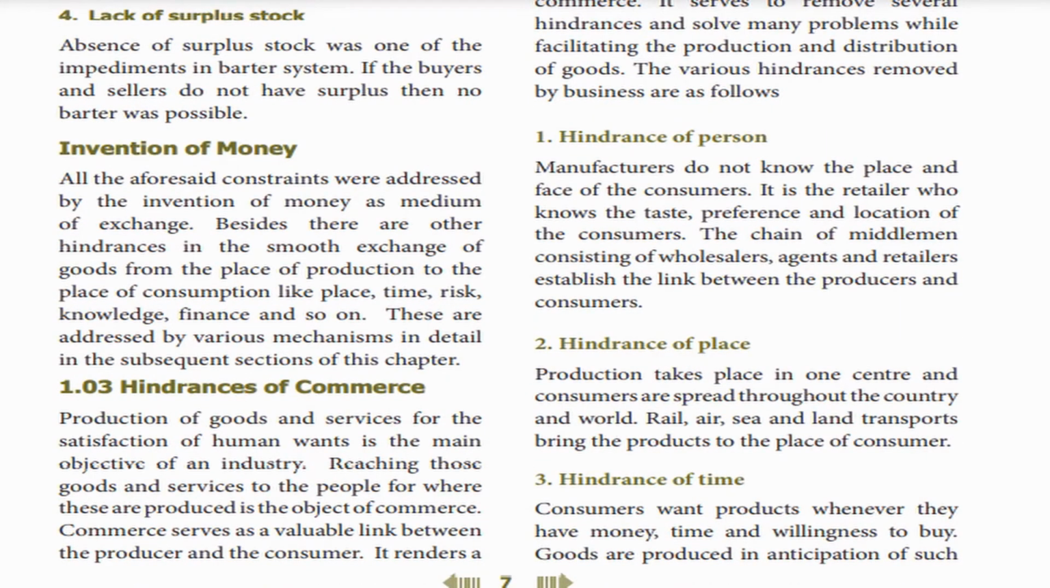Next we see about the invention of money. All the aforesaid constraints were addressed by the invention of money as a medium of exchange. Besides, there are other hindrances in the smooth exchange of goods from the place of production to the place of consumption, like place, time, risk, knowledge, finance, and so on. So there are other delays for the smooth exchange of goods. Hindrance means delay. There is a delay in place, time, risk, knowledge, finance, and so on. These are addressed by various mechanisms in detail in the subsequent sections of this chapter.